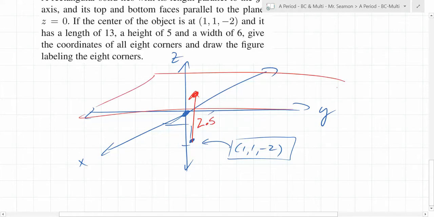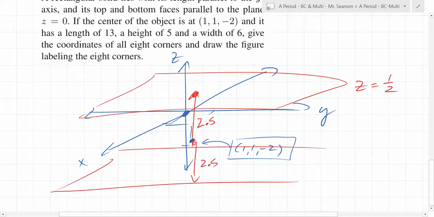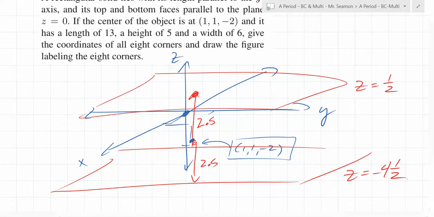So here's the top of our surface, on top of our rectangle. What is that? That's going to be z is equal to what? 0.5. A half, right? And then how far down are you going? Another 2.5, so you're going down. Negative 4.5. So this is one thing you could do. We now know the z coordinates of all the points on the upper part, and we know all the z coordinates of the points on the bottom plane, right?